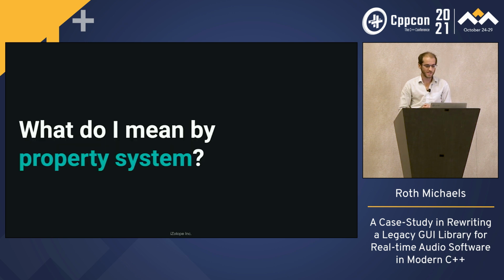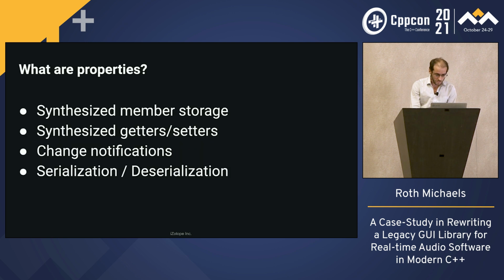So what do I mean when I say a property system? It's a way of taking an object and synthesizing member storage, synthesizing getters and setters, and having automatic change notifications so the object knows when one of these getters or setters has changed and can respond to it, like saying, oh, my background color changed, I need to repaint myself. And then as well, the ability to serialize and deserialize these properties into strings so we can save them in other textual formats. And this is something not unique to our project.